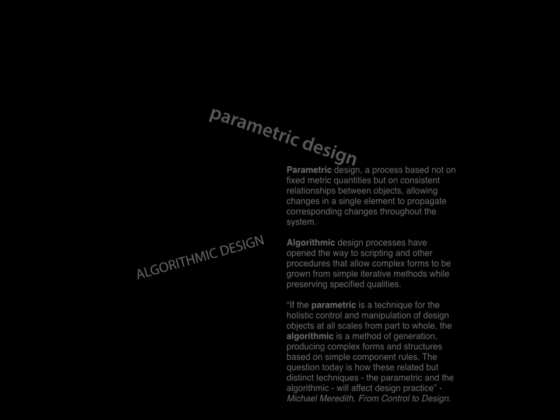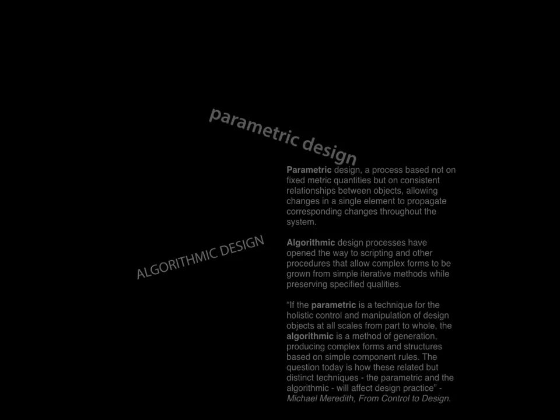So in conclusion, I want to reiterate that parametric design is a process based not on fixed metric quantities but on consistent relationships between objects, allowing changes in a single element to propagate corresponding changes throughout the system. Algorithmic design processes in turn have opened the way to scripting and to other procedures that allow complex forms to be grown from simple iterative methods while preserving specified qualities.